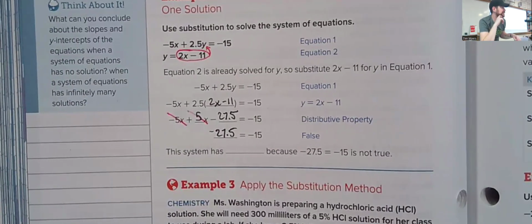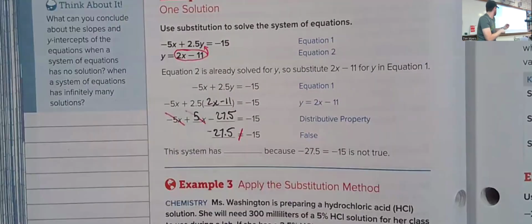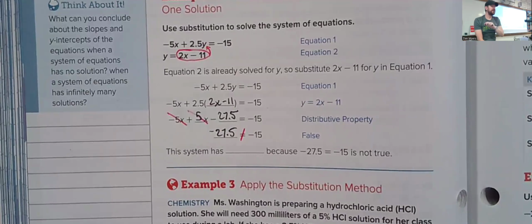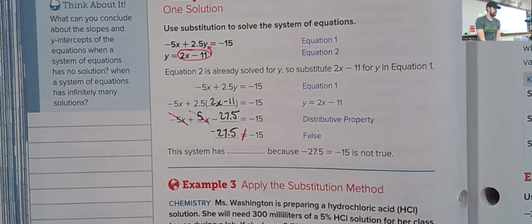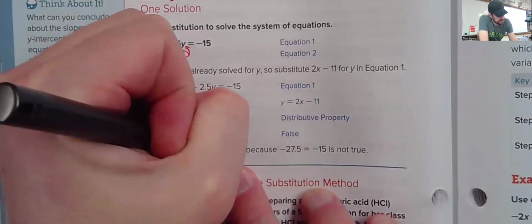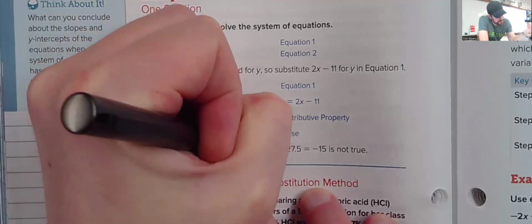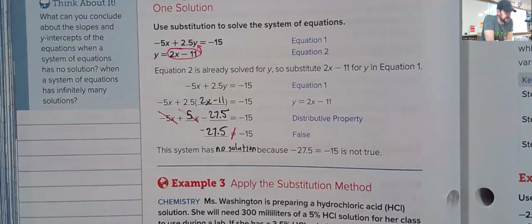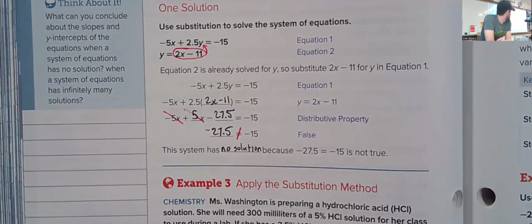Is that a true statement? No. -27.5 clearly does not equal -15. There are no variables left. What does that tell us about this system? There's no solution. Yeah. This system has no solution because -27.5 equals -15 is not true.